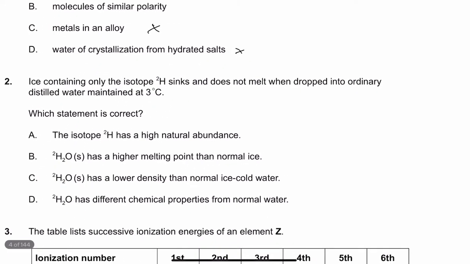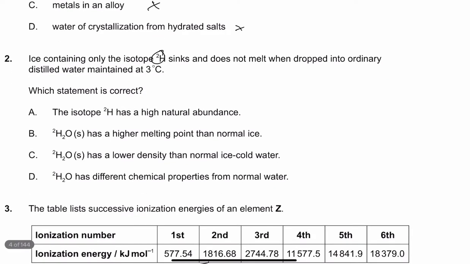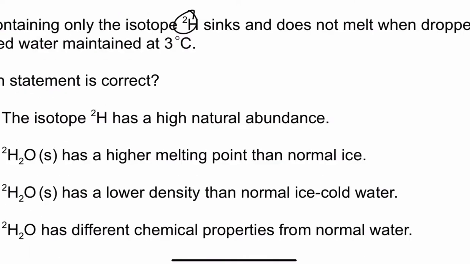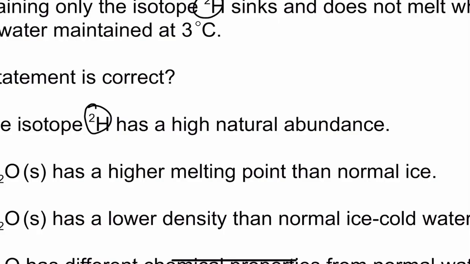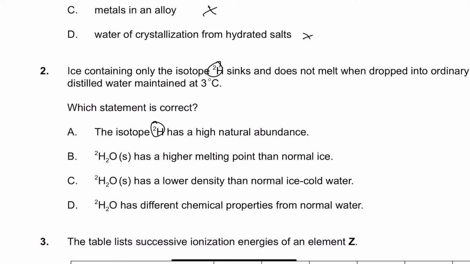Question number 2. Ice containing only this isotope of hydrogen sinks and does not melt when dropped into ordinary distilled water maintained at 3 degrees Celsius. Which statement is correct? Okay, let's just check all of them. So the isotope has a high natural abundance. Well, we know that's not true, and the reason we know it's not true is because if it had a high natural abundance, that means the relative atomic mass of hydrogen would be close to 2, because the mass of this isotope is 2. If it had a high abundance, the relative atomic mass would be close to 2.